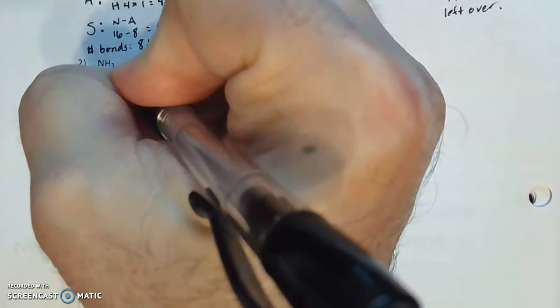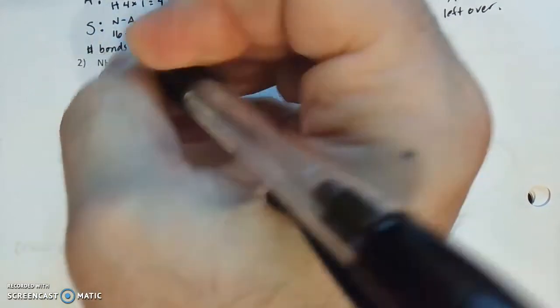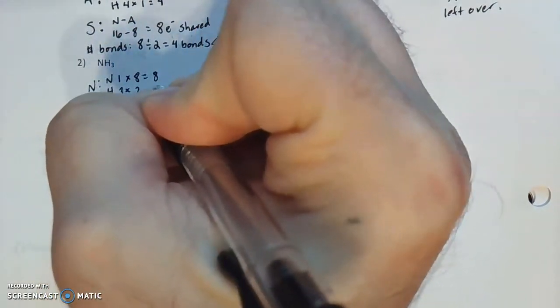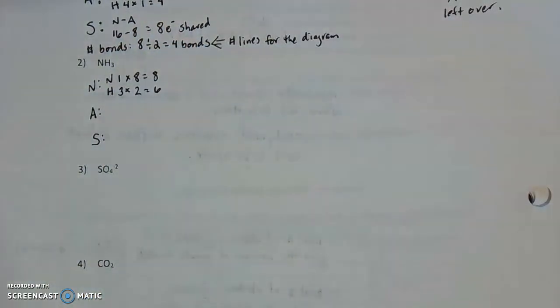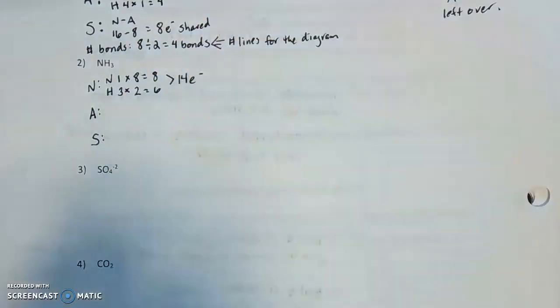So I'm going to write down the number of each atom for each element. So we have 1 nitrogen and 3 hydrogens. Then for needed, we use our octet and duet rules. So everything needs 8 electrons except for hydrogen and helium, they need 2. So nitrogen needs 8 and hydrogen needs 2. So when we multiply the number of atoms of each element by the number that they need, we get 8 and 6, and then we add them together to get 14.